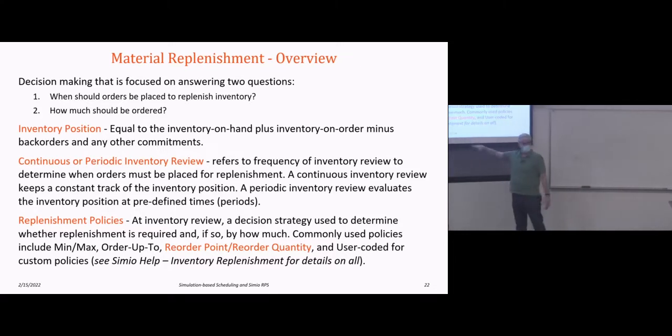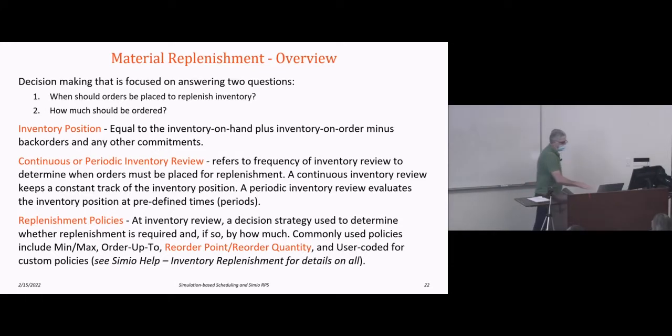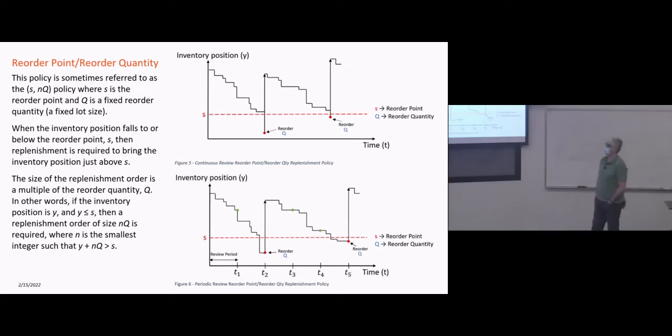Then we have the actual policies themselves, and there are a whole bunch of different replenishment policies. Commonly used policies that I have here include a min-max, order up to, reorder point, reorder quantity, user-coded policies, and so on. All of these are implemented in Simio, and you can look in the Simio help for details for all of them other than the one that I'm going to talk about, reorder point, reorder quantity, also known as an sS inventory policy in some places.